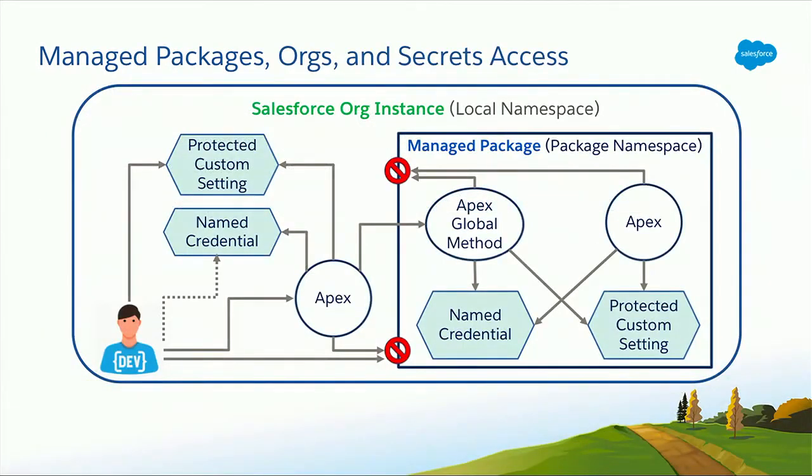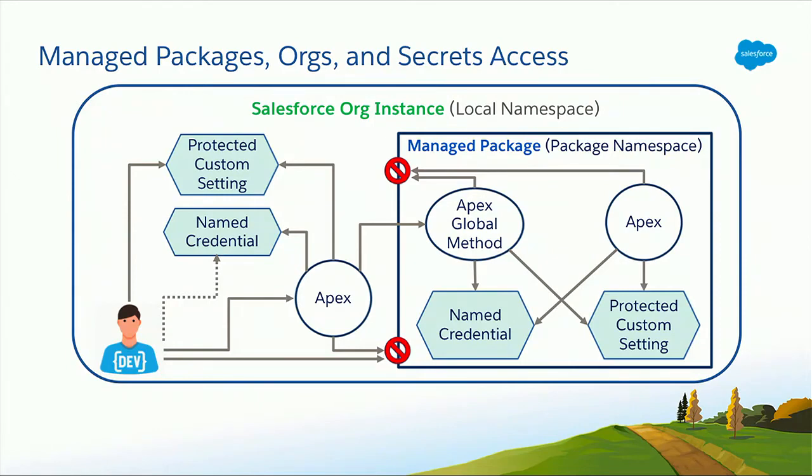Let's take a quick peek inside this demo org I have here. And before we get into all this stuff, let's try and understand what this looks like. What's happening here? So the outer oval rectangle is an org, right? And it has a local namespace, right? And maybe I have some protected custom settings or some named credentials in here, and maybe I've got a little Apex, right?